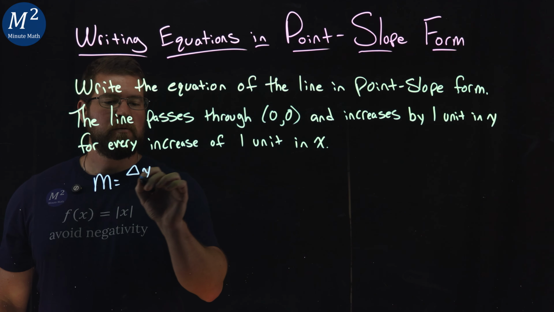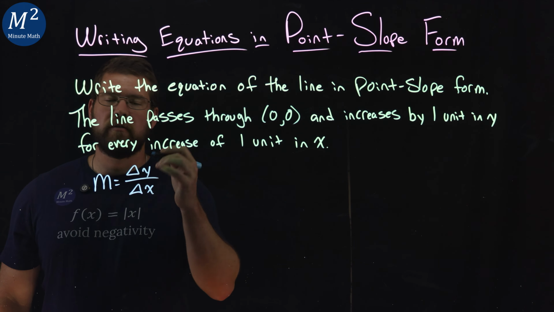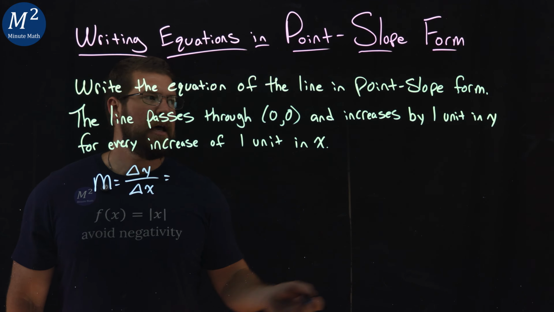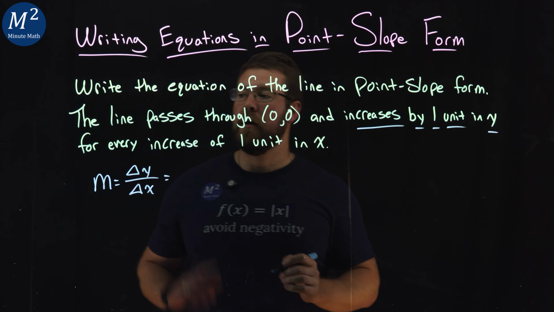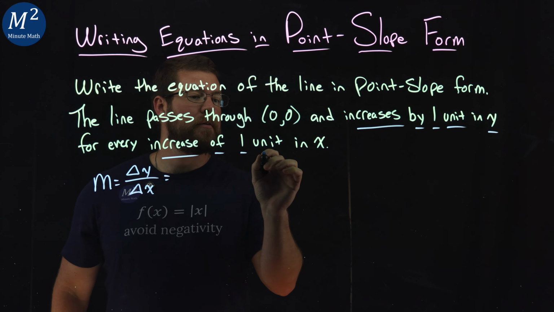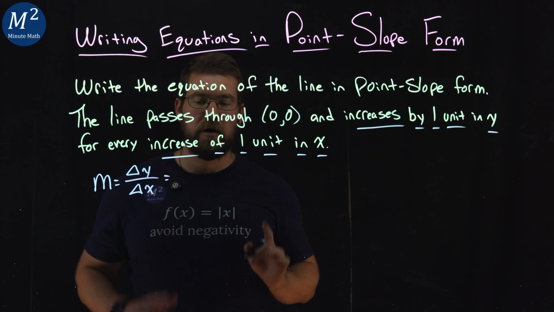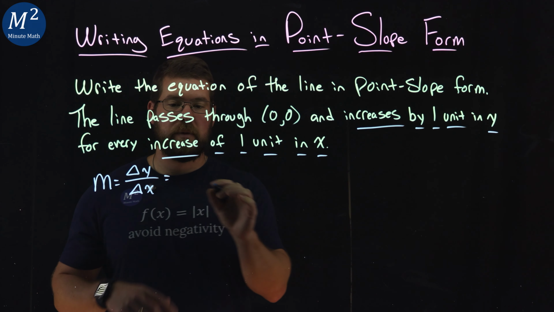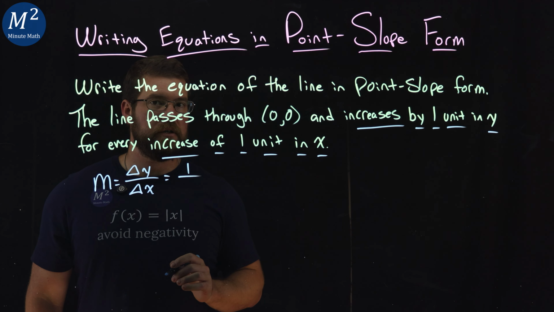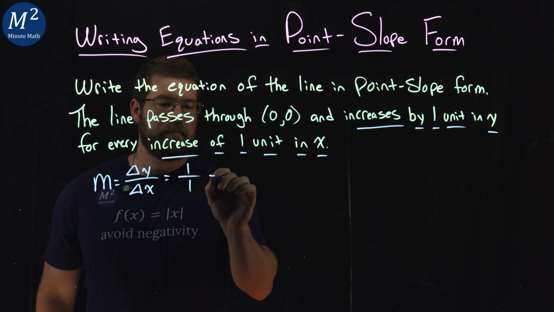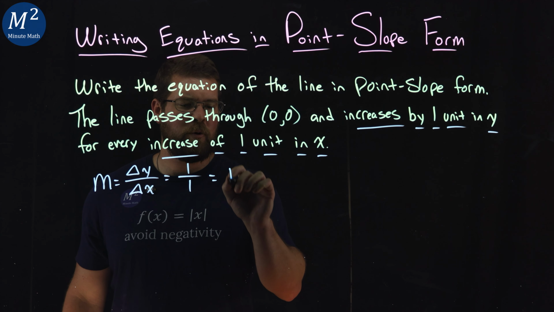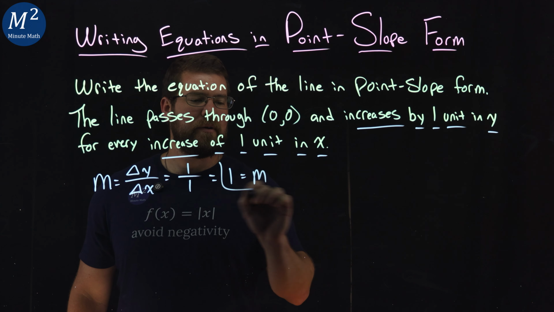That's our change in y over change in x, delta y over delta x. And they tell us here that we're increasing by 1 unit in y for every increase of 1 unit in x. So as y increases by 1, positive 1 in that change, our x increases by 1 as well. 1 over 1 is 1, and that's our slope.